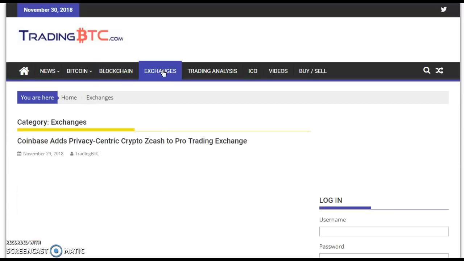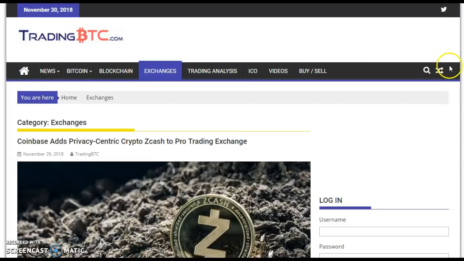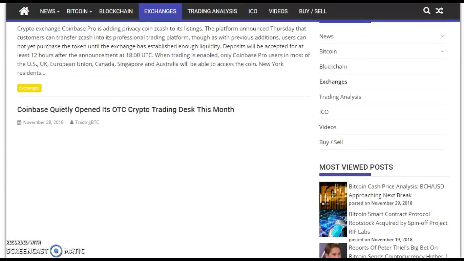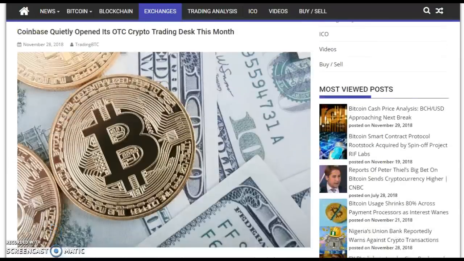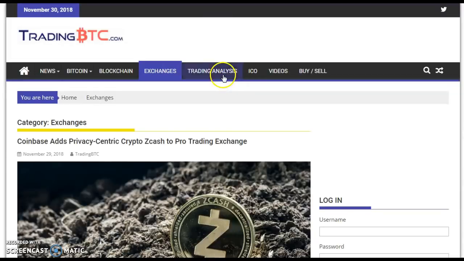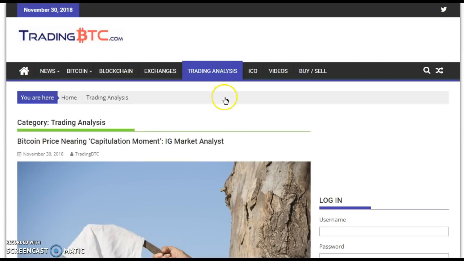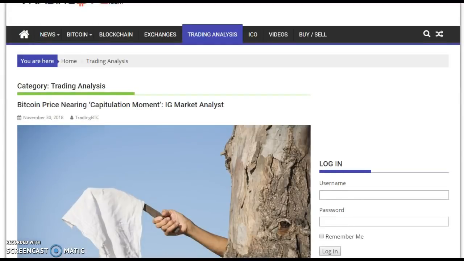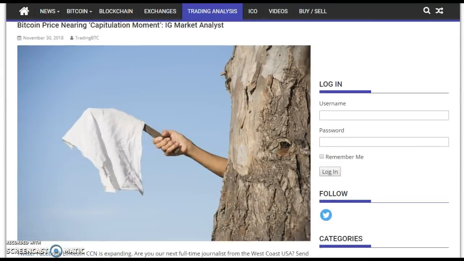And then also when you click on the tab for exchanges, this is going to give you more specific information about an exchange, what's currently going on. And for instance, you can see here at Coinbase, it's adding privacy-centric crypto Zcash. And so this tab here is just going to give you a little bit more specific information about what's happening with the exchanges. And then you also have the trading analysis section. And this section is going to give you a mix of commentary about the performance of Bitcoin and other cryptocurrencies.